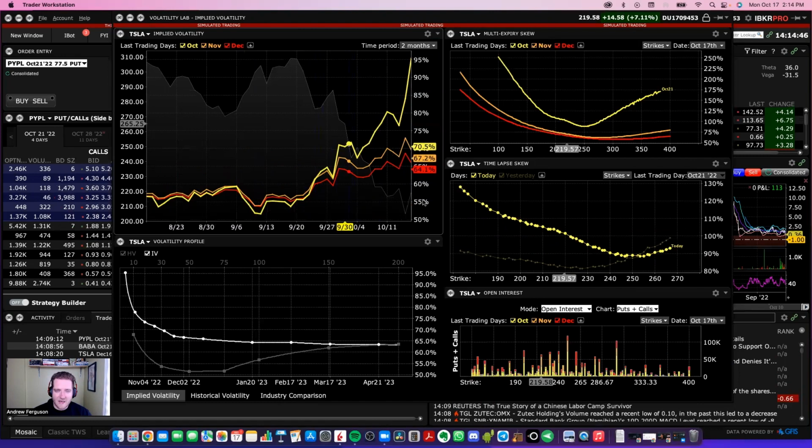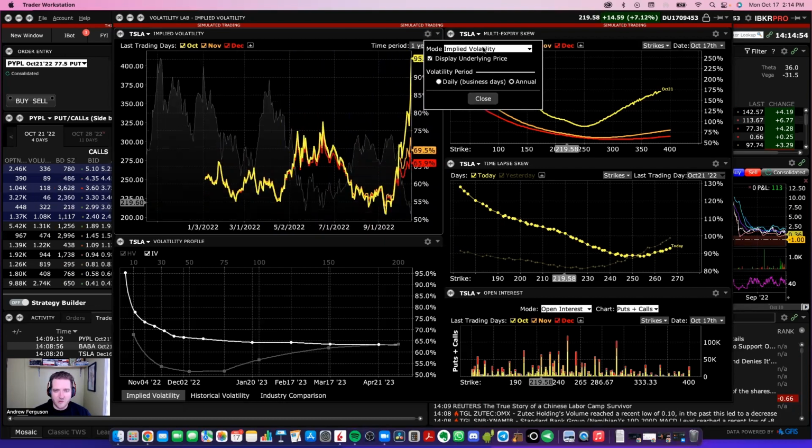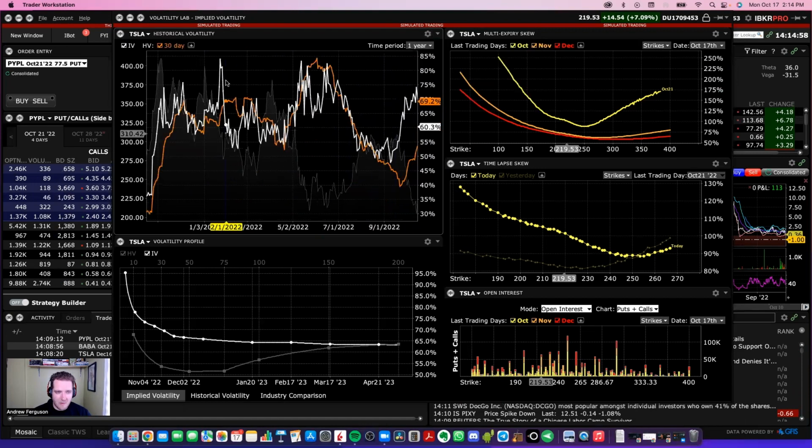When looking at the data in this chart, I like to look at it a different way than what's currently shown, so I customize it a little bit. I like to go from 2 months out to a year. I also like to use this little gear icon and switch from implied volatility to historical volatility. This will change our chart a little bit. Let me blow this up for you.